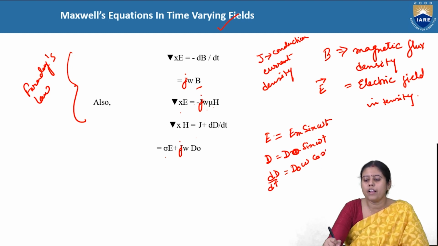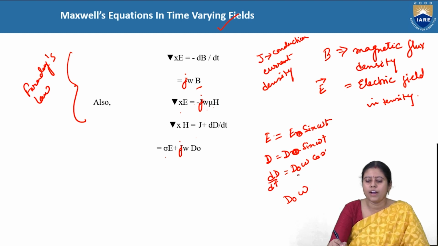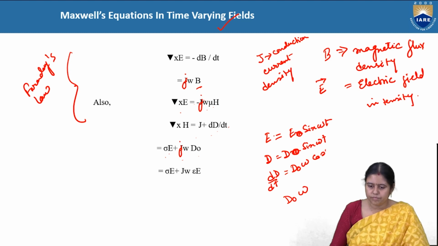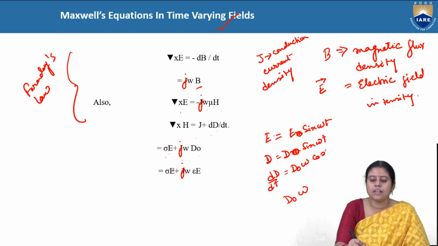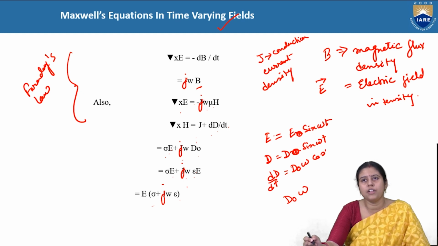And what is the maximum value of this? The maximum value of dD by dt is D naught omega. And as this is dD by dt, J is equal to sigma E plus j omega D naught. So we can write sigma E plus j omega epsilon E. So J is equal to sigma plus j omega epsilon times E. Actually it should be the small j, where small j means the imaginary part.